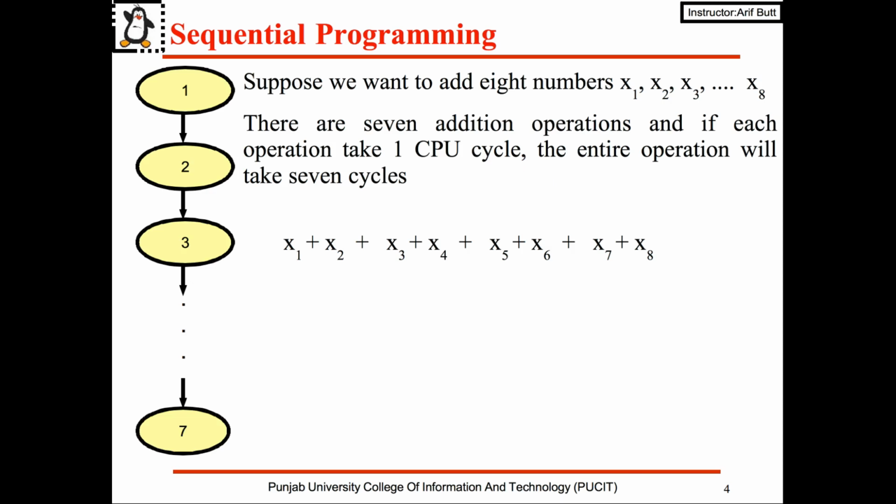Okay, suppose we want to add 8 numbers and there are 7 addition operations, and if each operation takes 1 CPU cycle, the entire operation will take 7 CPU cycles. So this is how sequential programming goes on, and most of us are used to doing sequential programs.